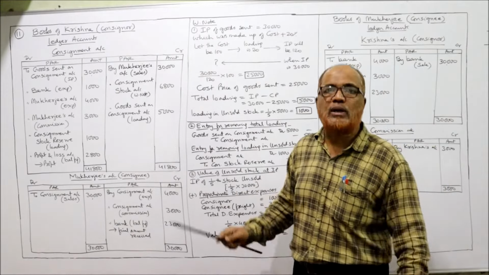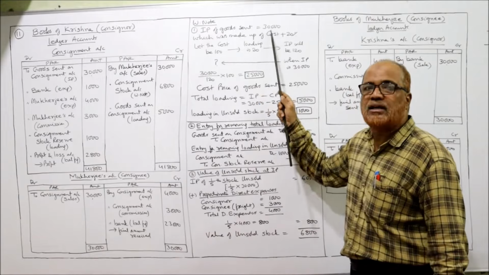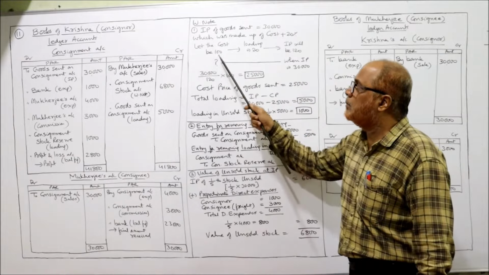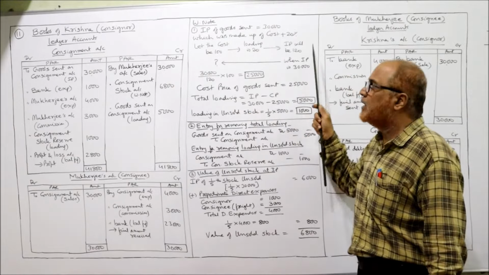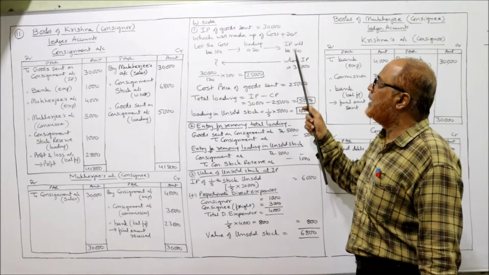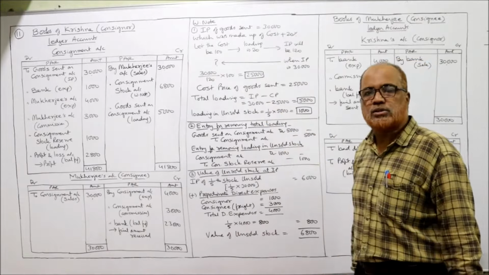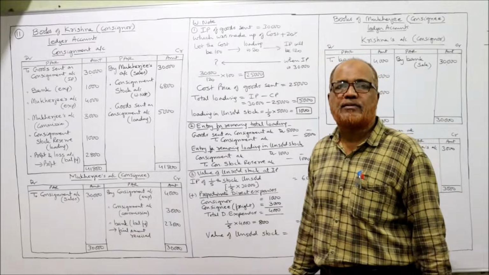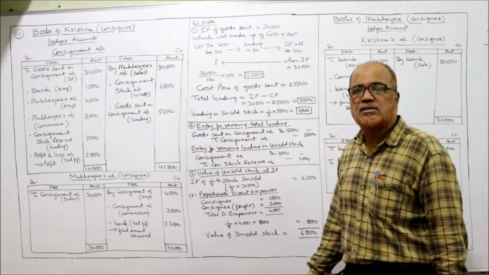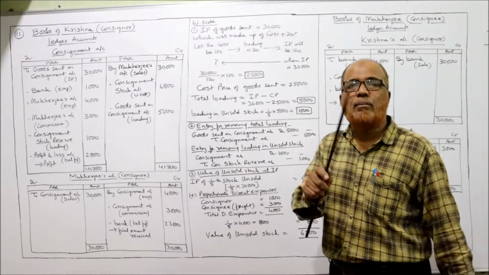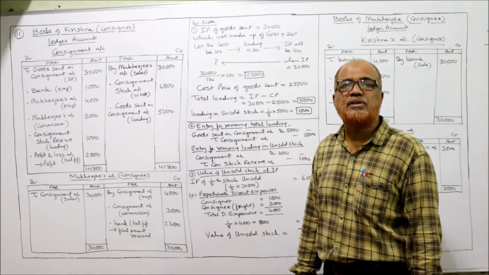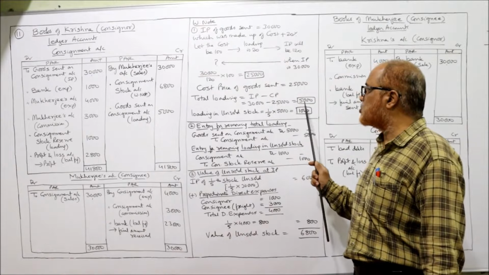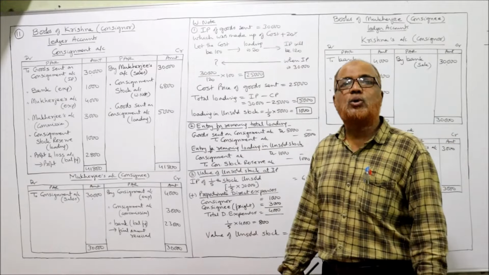But what is our actual invoice price given in the problem? 30,000 is the actual invoice price. So when the invoice price is 30,000, how much would be the cost according to this equation? 30,000 divided by 120 into 100, you will get 25,000. Now we got 25,000 rupees as the cost price and 30,000 as the invoice price. So what is the difference? 30,000 minus 25,000, 5,000 rupees is the total loading. Total loading is invoice price minus cost price.